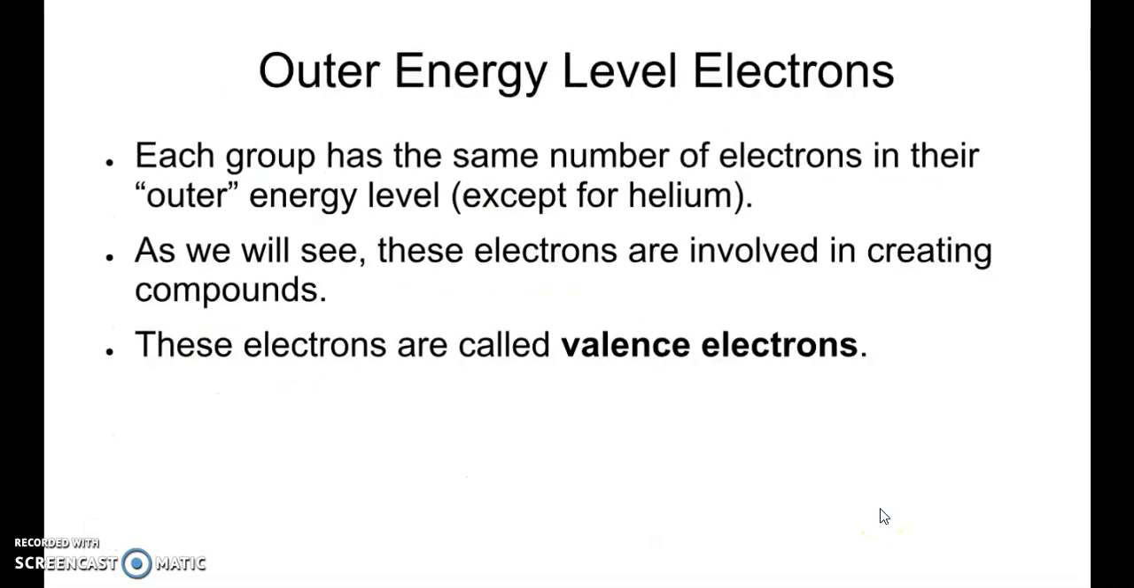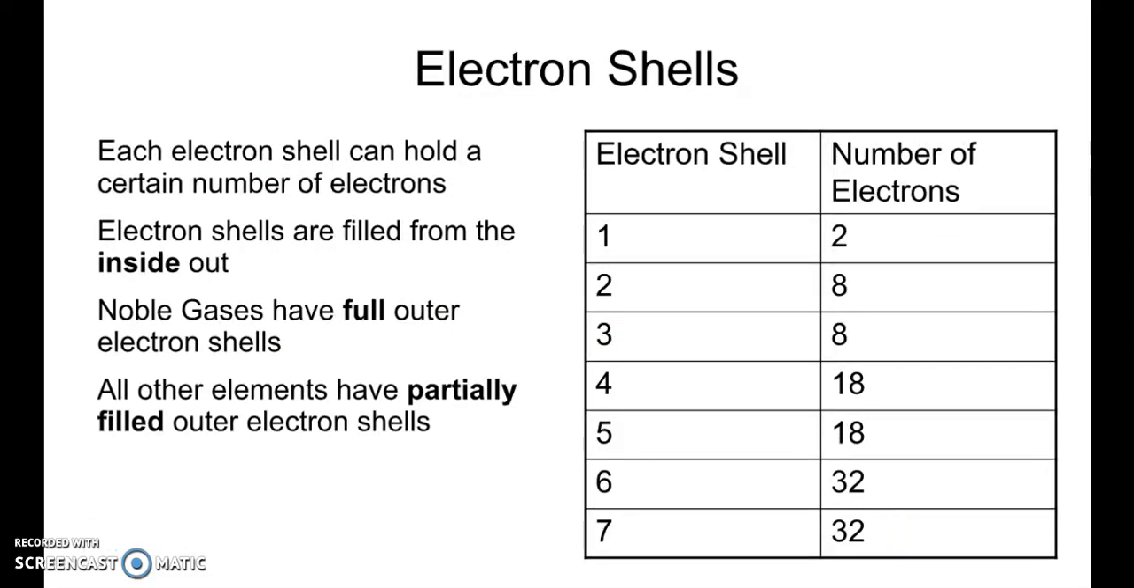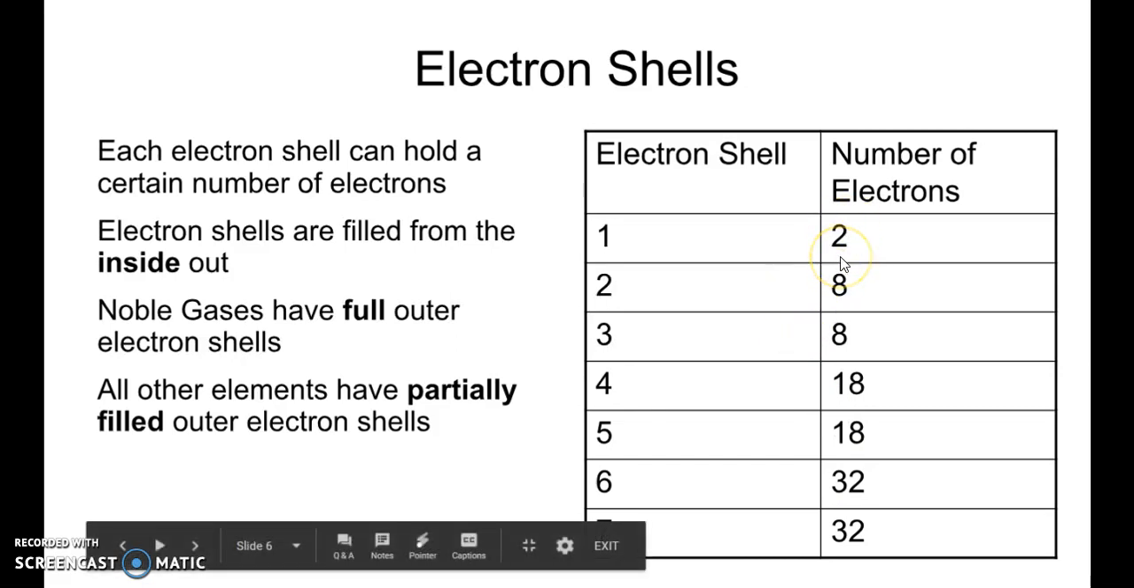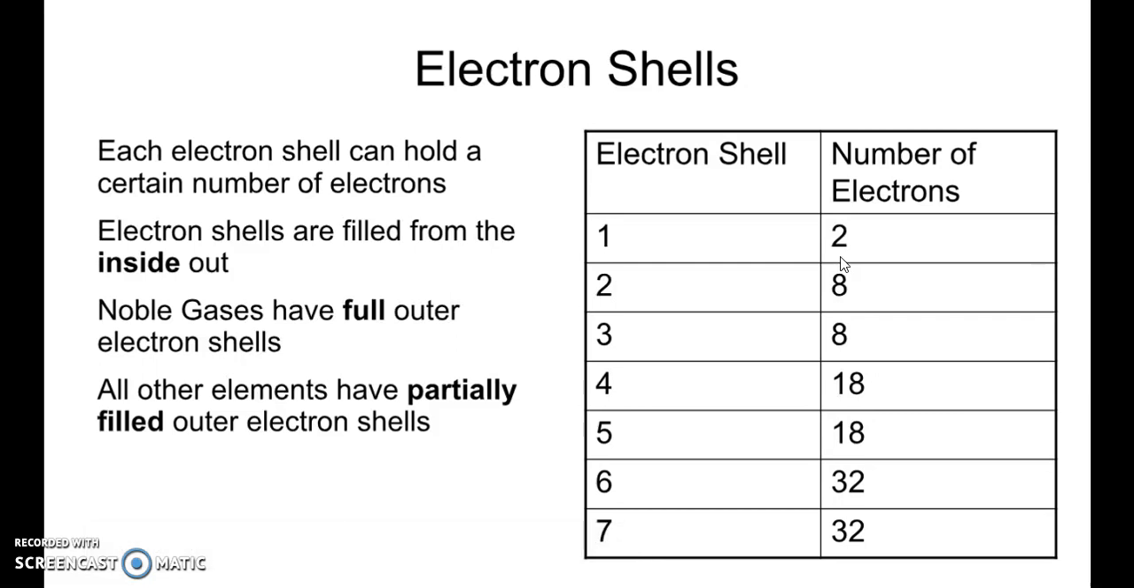The reason is because there are rules for how many electrons these shells can have. So I want you all to get this down in your notes. Each electron shell can hold a certain number of electrons. These are the rules for these shells. Electron shells are filled from the inside out, so we have to start with shell 1 and make sure it has its 2 electrons. Then we go to shell 2, and it can have as many as 8 electrons. Shell 3 can also have 8.